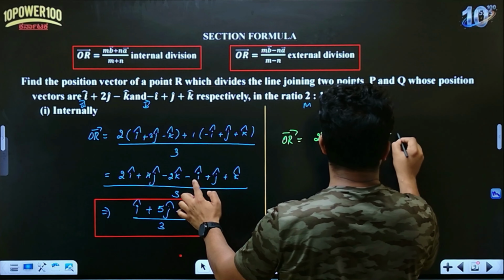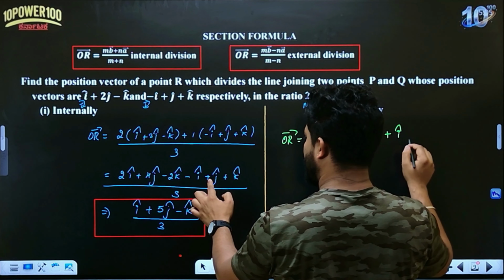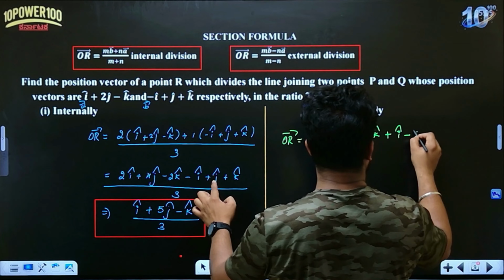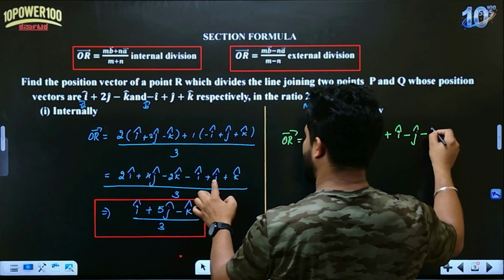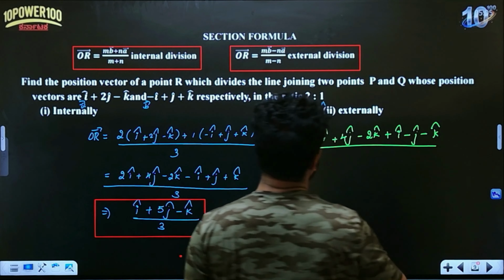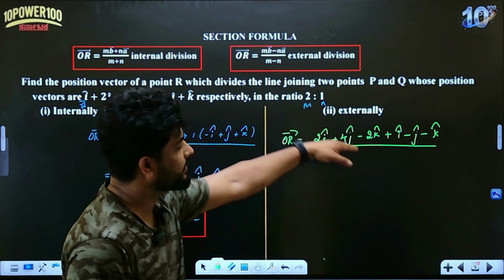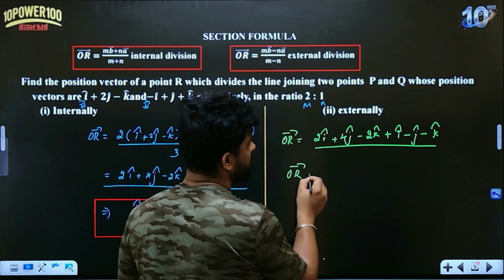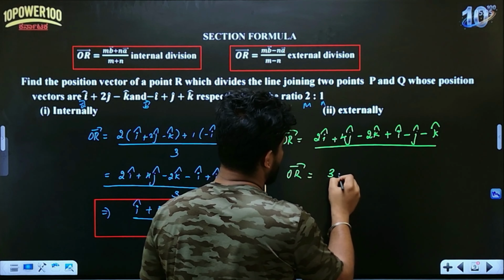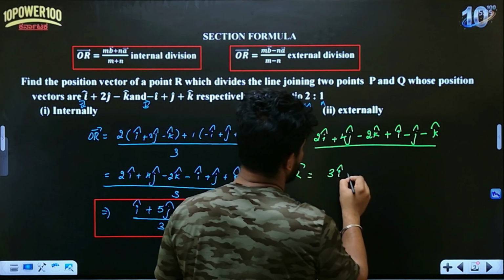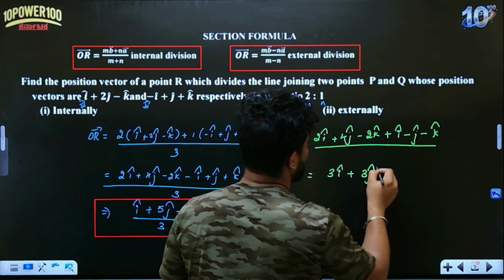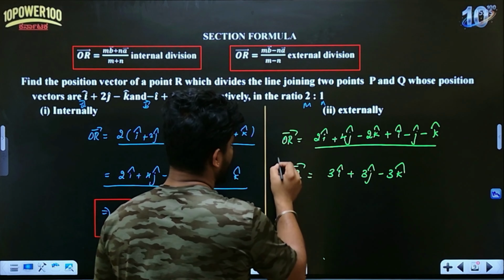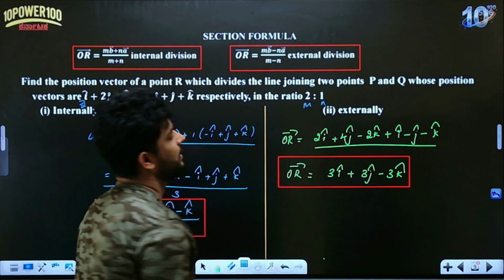This is plus i cap, minus j cap minus k cap, divided by 2 minus 1. So 2 minus 1 is 1, so I'm not going to write that. So OR is equal to 2 plus 1 is 3i cap, 4 minus 1 is plus 3j cap, and 3k cap. Okay, so this is the final answer.